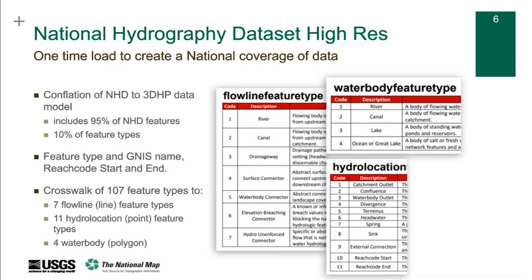The two primary things that we conflated from NHD to 3D-HP were the GNIS name and the reach code start and end. So every feature that is ingested from NHD has the name and reach code start and end, so that you can tie it back to NHD data if you have things that were stored by reach code. We also have a crosswalk within the documentation that shows how those NHD features were assigned to 3D-HP feature types. And out of those 107 feature types that NHD had, we have about 22 within 3D-HP that all of them are crosswalked to.